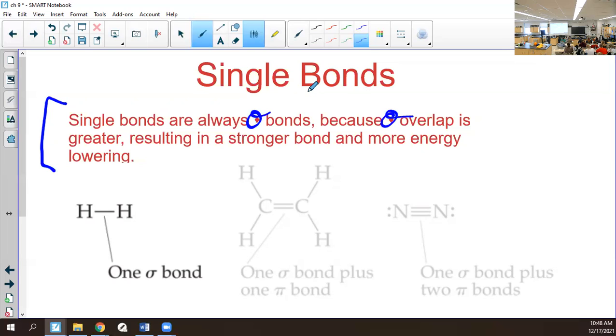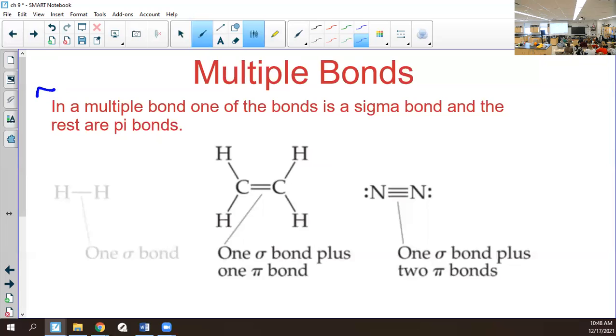Okay, sigma bond's always a single bond, yes. So it works both ways. Well, it doesn't necessarily work the other way. Here we go. I said sigma bonds are always single bonds. That works. But in a multiple bond, one of them is a sigma and the rest are pi. So it doubles both. But then when you add the third, you have one sigma and two pi.